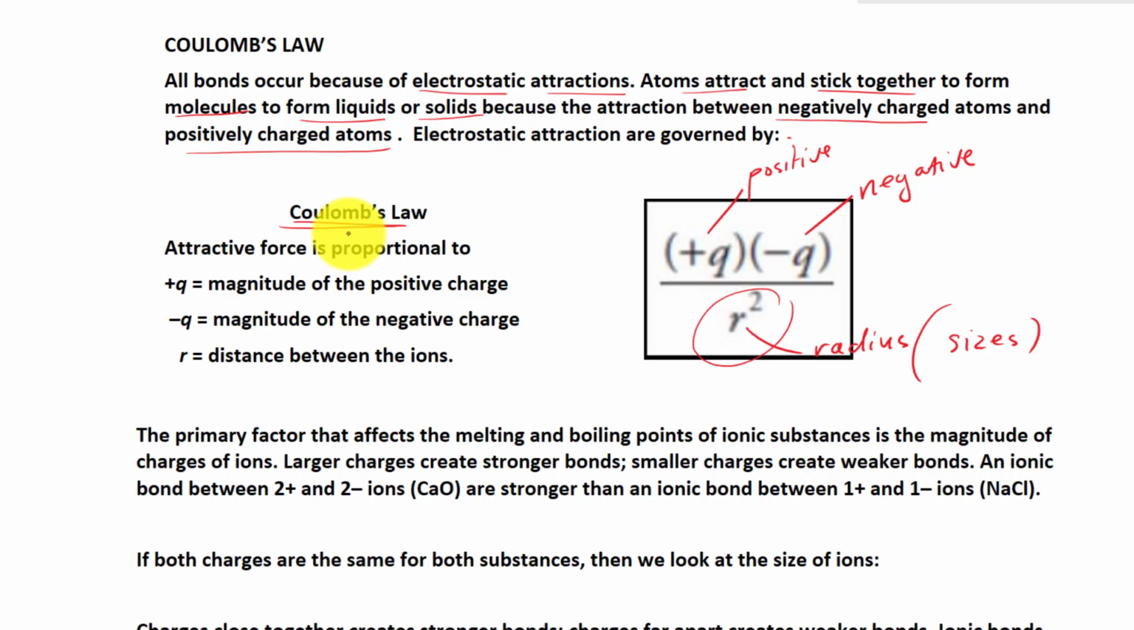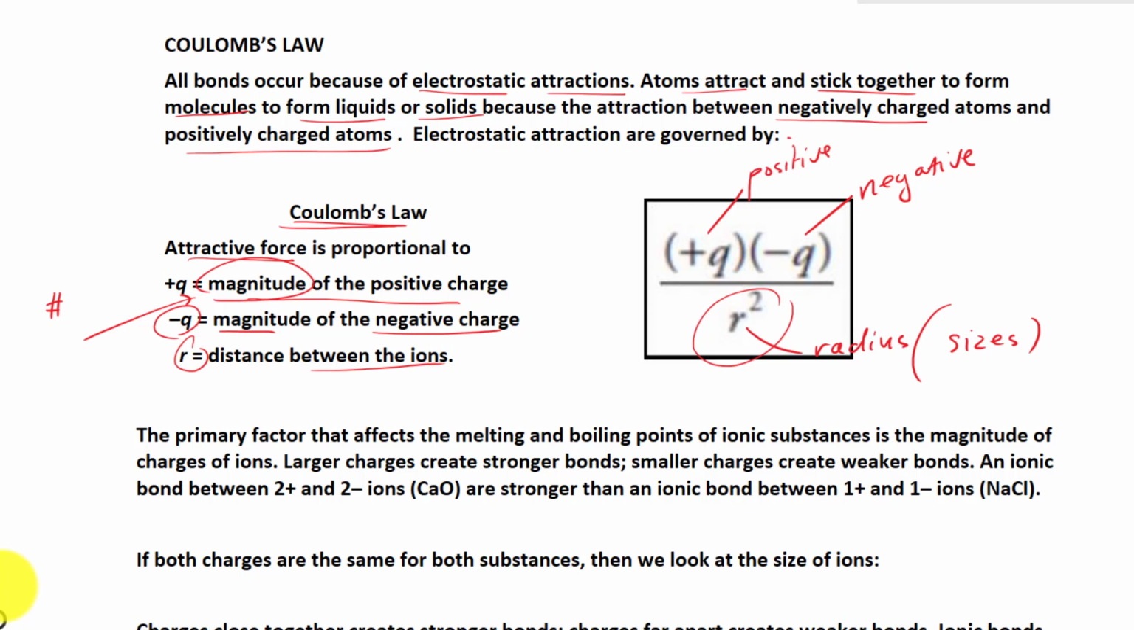Coulomb's law is basically saying that the attractive force, that means how strongly they would like to get together and stick together, is based on the magnitude. And the term magnitude is talking about the number, okay? Magnitude is a number. Is it 2 plus, 2 minus, or is it 3 minus? The charges of the ions. And the same thing, negative Q is talking about the magnitude of the negative charge. And lastly, r is the distance between the two ions. How big are those ions?